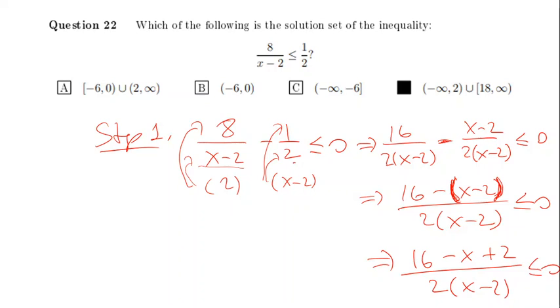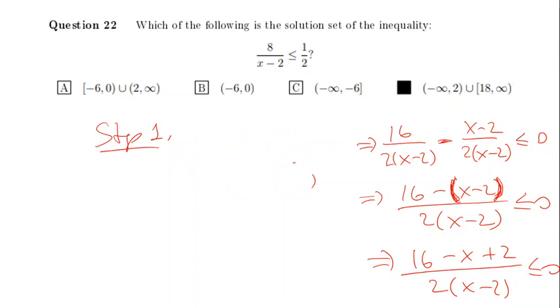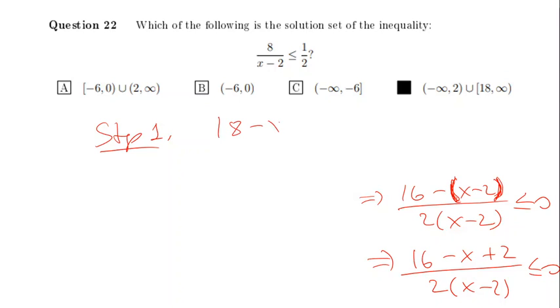So what is this? This is 18 minus x divided by 2 times x minus 2, less than or equal to 0.